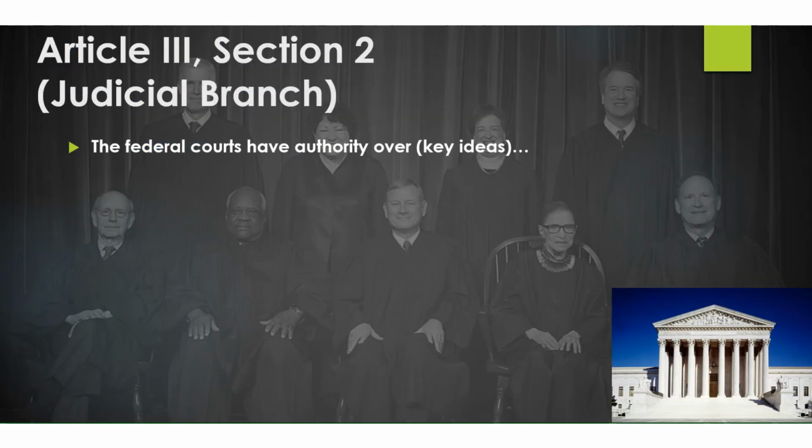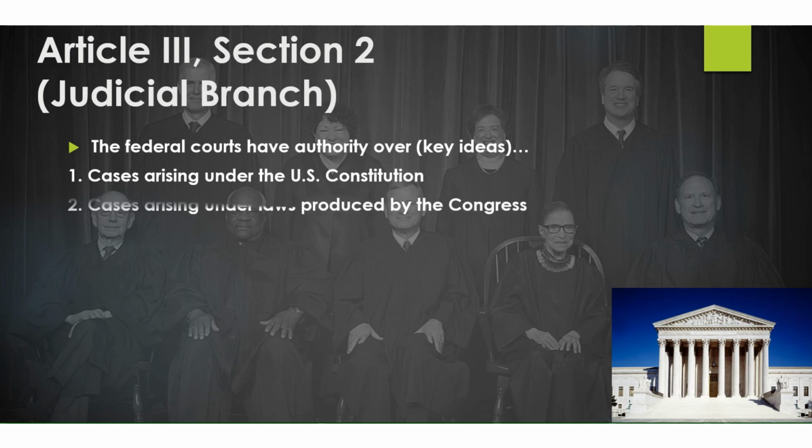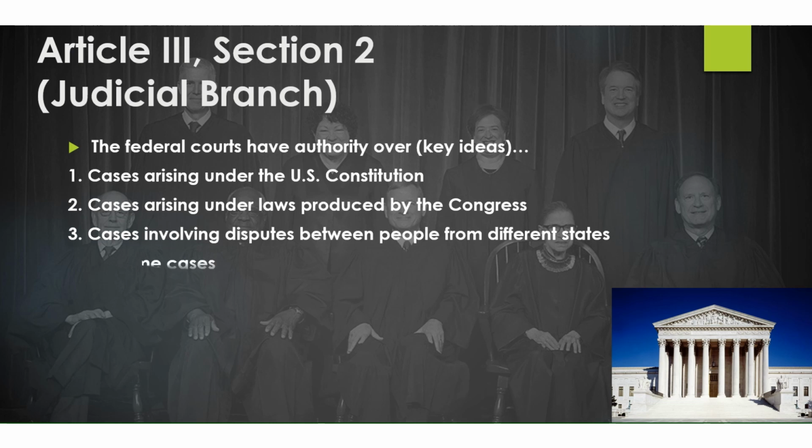Let's move along. Article 3, Section 2. Article 3 deals with the judicial branch, and there are some grants of power to the national government's judicial branch as it relates to lawsuits within a state. So the question is jurisdiction. What I'm going to show you in this slide is what the U.S. Constitution says about the authority of the federal courts.